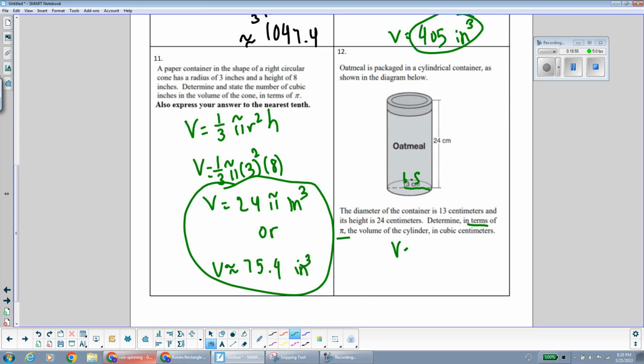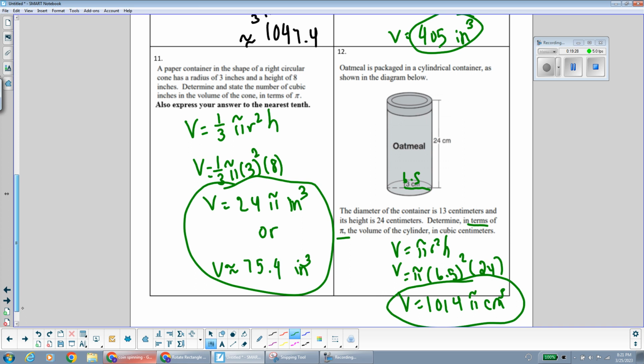So the cylinder formula is pi r squared times height. The radius is 6.5 and the height is 24. Plug this into my calculator. And it does say in terms of pi, so I'm not going to put the pi into my calculator. I'm going to just put everything else in. And I got 1014 pi cubic centimeters. And we are done with that one.